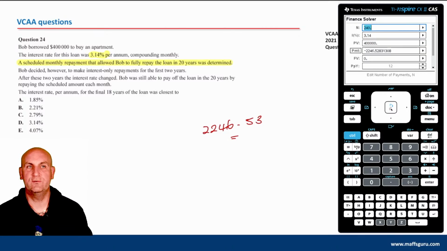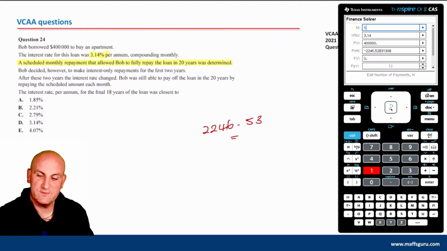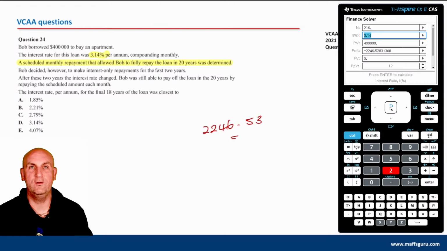So my N now needs to change because he wanted it over 20 years. He's made 2 years of payments. So now this becomes 18 times 12, he's only got 18 years left. Because again, it says here, after these 2 years of payments, the interest rate changes, which tells me Bob was still able to pay off the loan in 20 years.